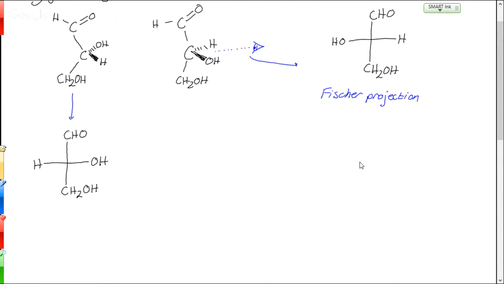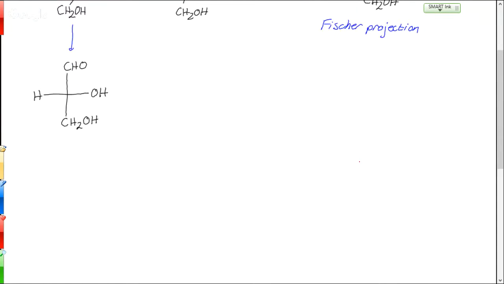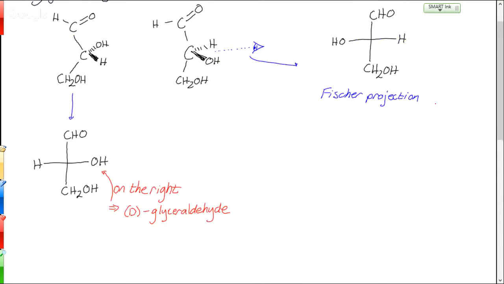But what we get from this is that because this OH is on the right, this particular sugar is D-glyceraldehyde. The OH is on the right. When the bottom OH is on the right, because we're going to see some in a little bit that have multiple OHs, so the bottom one is on the right, it's the D-glyceraldehyde. If the bottom one is on the left, then that's L-glyceraldehyde.